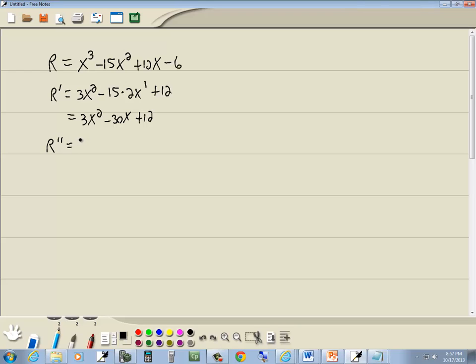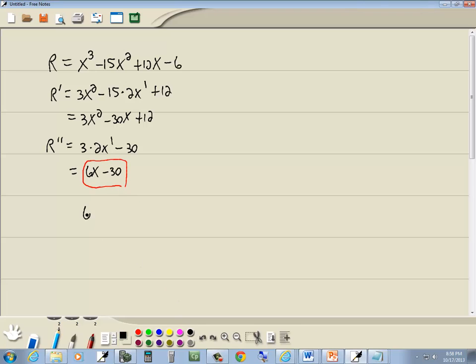Now for our second derivative, take derivative again. Derivative of X squared, take your power, put it out in front, lower it by 1. Derivative of negative 30X is negative 30. And 12 goes away. So that gives us 6X minus 30. Well, we then want to take our second derivative, set that equal to 0. Actually, put a box around that.